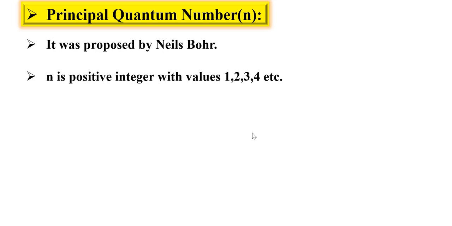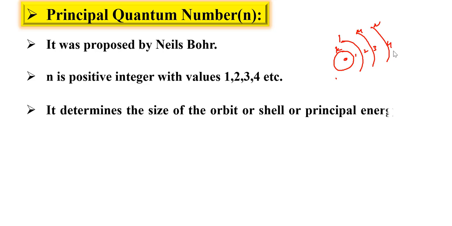Okay, I will draw here. We know Bohr's atomic model, these are the shells. We know K, L, M, N as 1, 2, 3, 4, like this. Okay, it is given by Niels Bohr. N is a positive integer. It determines the size of the orbit or shell or principal energy level by Rn. This formula is important. Already in the last classes we discussed and we solved some questions also.